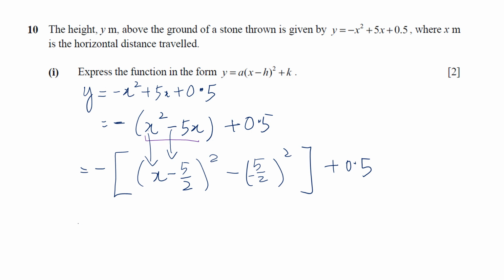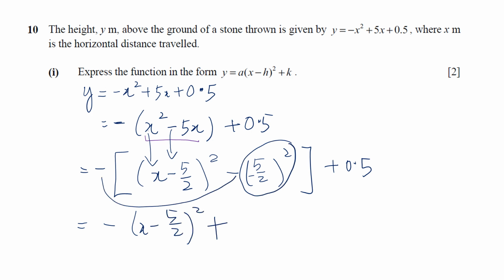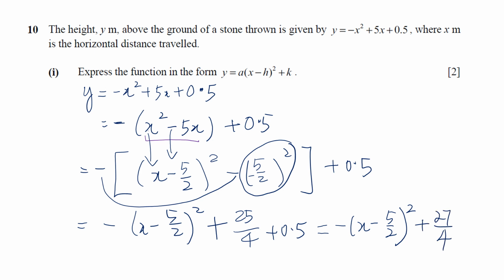Then the next step is you have to multiply the negative into the square bracket. This and this will become positive. This one, just use a calculator to work out: 25 over 4. And then if you simplify it further, 27 over 4. Okay, so this is how you do it.